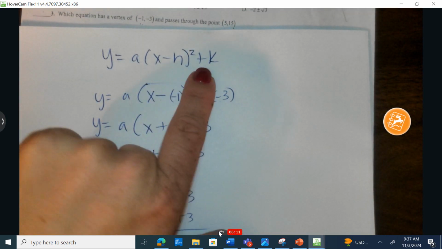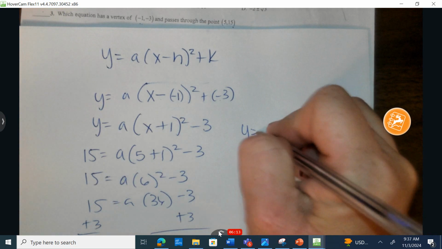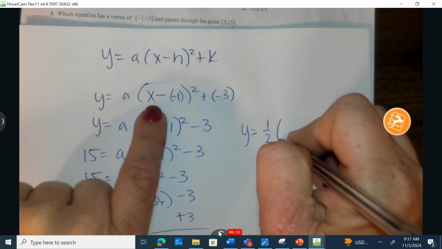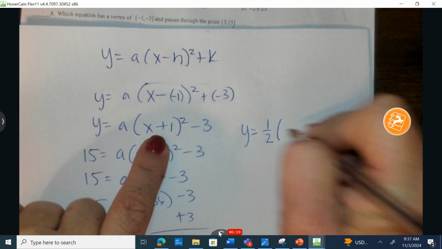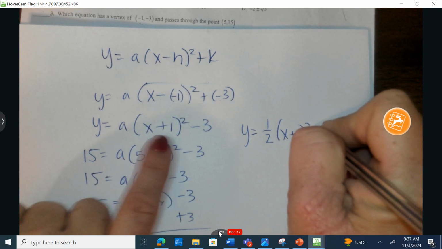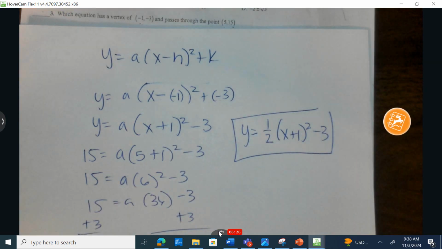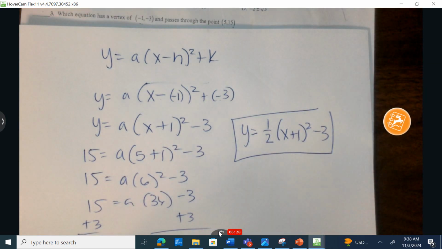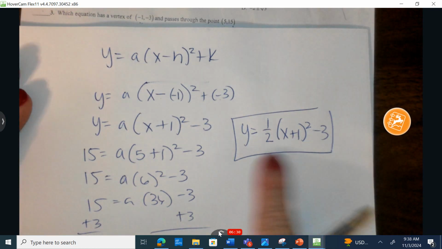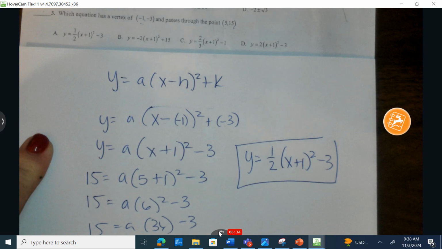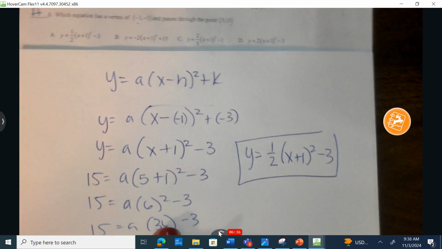I'm going to go back up to this original form. y equals my a, which is 1/2. Remember that when I plugged in the vertex, two negatives make a positive, so x plus 1, and a positive and negative back to back make a negative. So that additional point of (5, 15) allows me to solve for a. This is my equation, and we can see the correct answer occurs at option A.